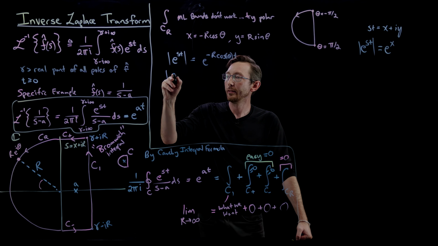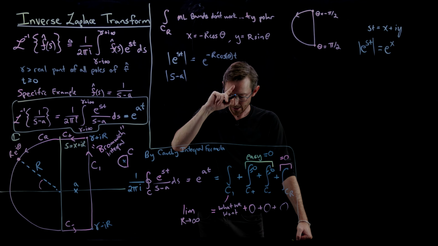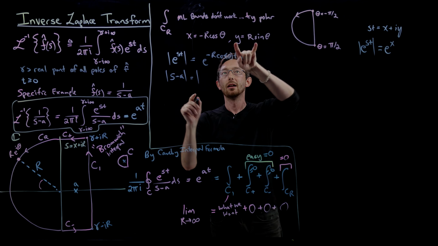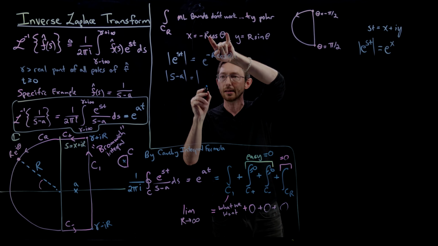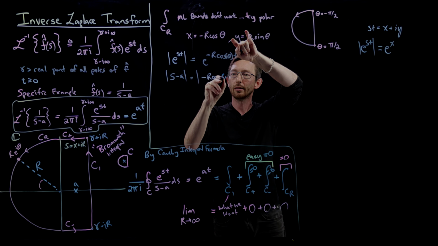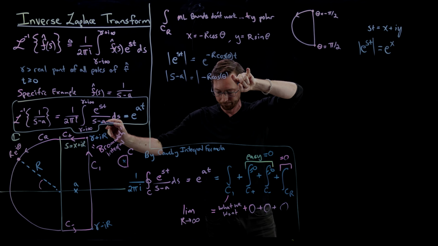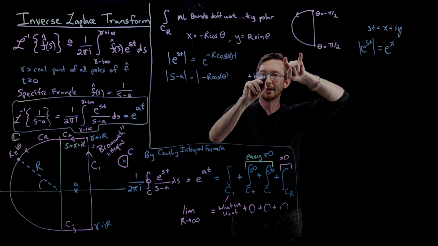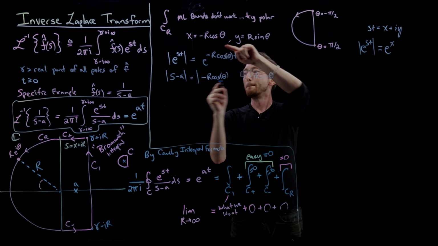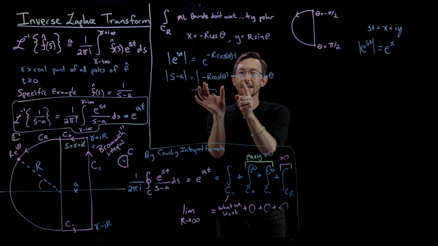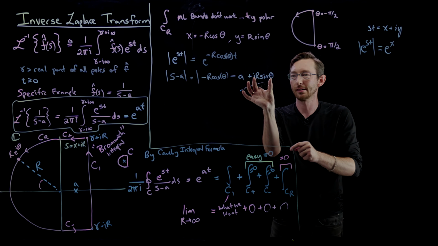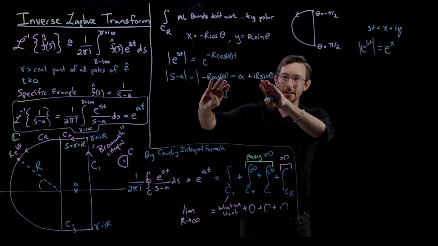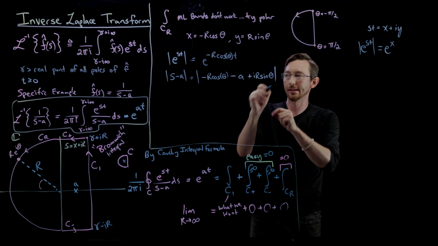And the norm of s minus a, the denominator here, is similarly going to equal the norm of, and I'm just going to plug everything in here, I think it's minus r cos theta plus i r sine theta minus a. And I put the minus a here because I'm going to group these real valued parts and this complex valued part separately. But the s is the r cosine and r sine, and the a is right here. Okay, so that's the norm.